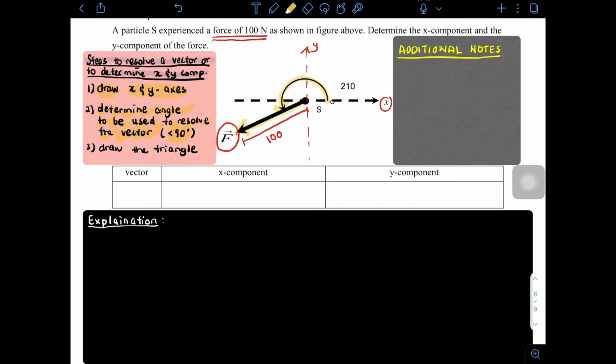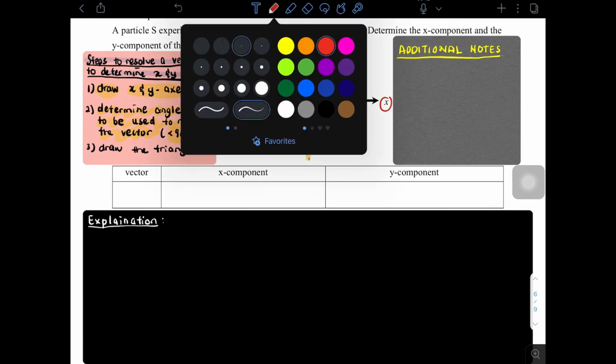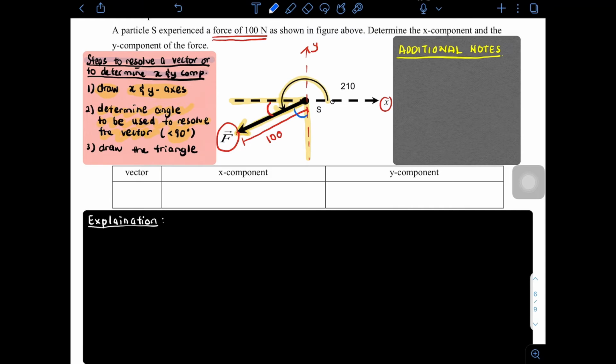Look at this vector. It is in this quadrant. So you can use this as the angle, or you can use this one as your angle to resolve the vector. The red one is 30 degrees, or the blue one is 60 degrees. I choose one only. Here, I will be using this angle.